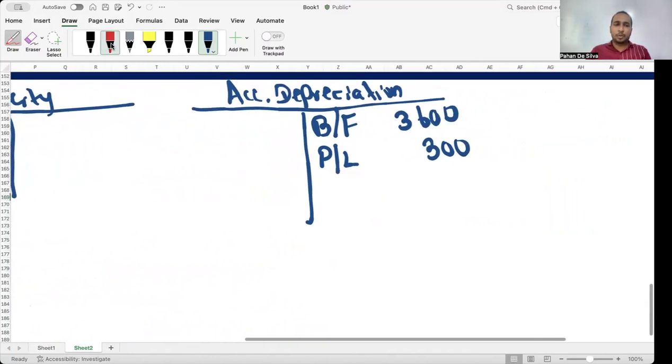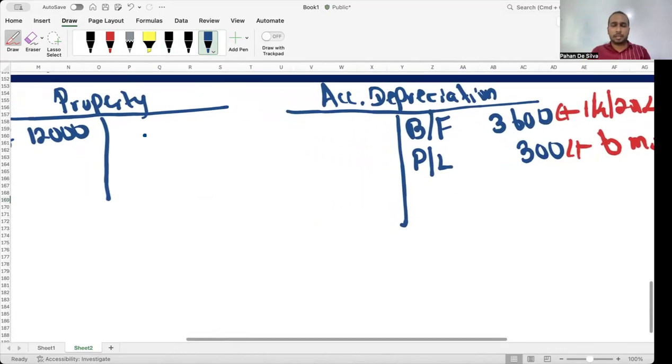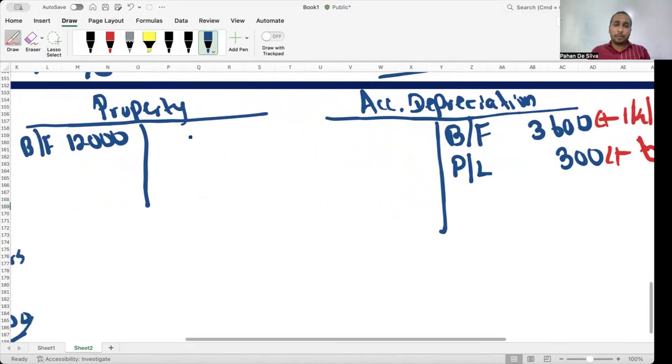Here, for your understanding, this is the balance on 1st April 2014, and this is the depreciation charge for the first 6 months of the year. So with that, if you tally this account, now you will get the balance of the accumulated depreciation as at 1st October 2014. So now we are done with our depreciation. That is the first step. Now we are going to perform the first step.